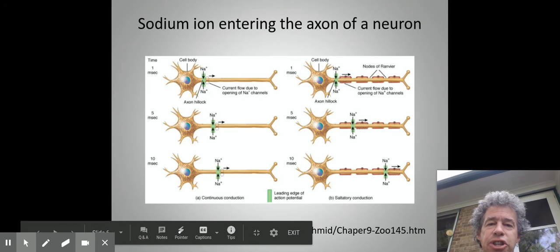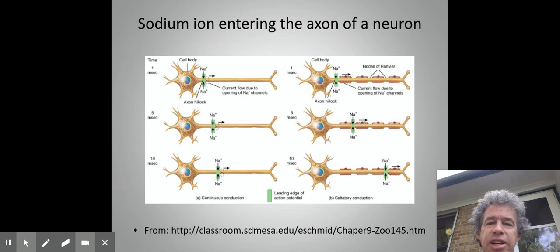This is just showing a little picture of an axon, and showing that sodium will enter into the axon. It creates an area of plus charge that will run down the nerve with the nerve impulse. And that's an example of an ion.